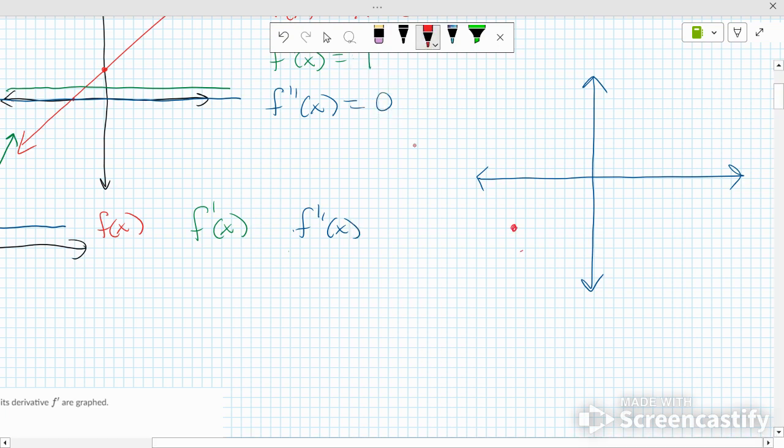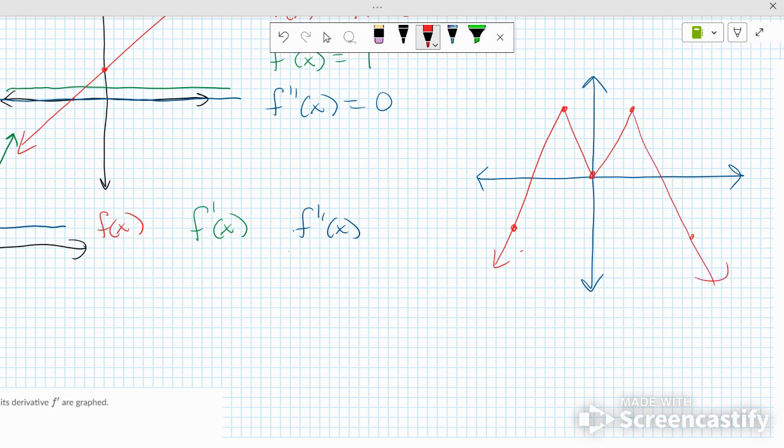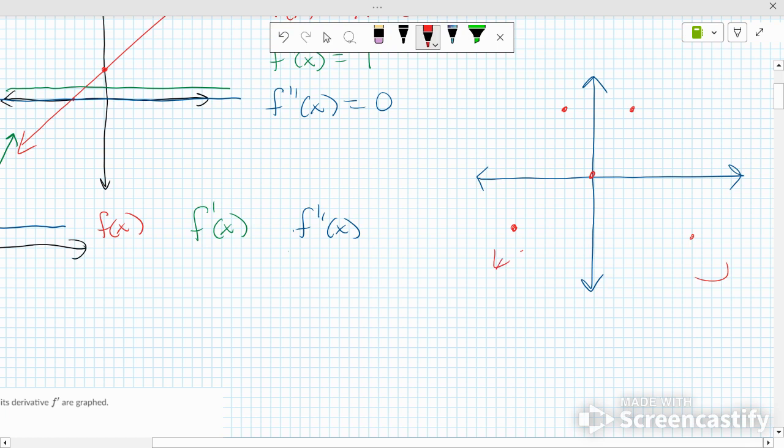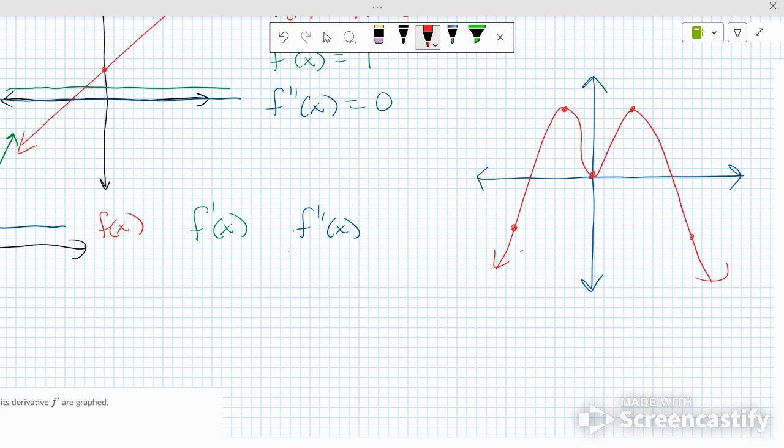Let's try this. Except it can't be like that. It has to be like this. Can't have points. It's non-differentiable there. So that's why I had to do that. Okay. Here's a function.